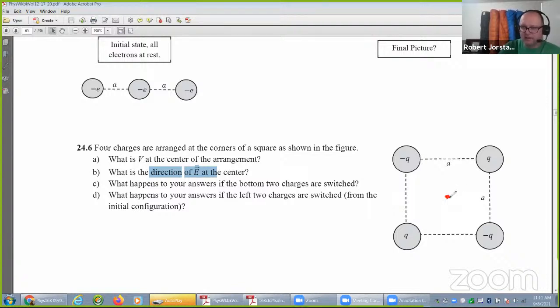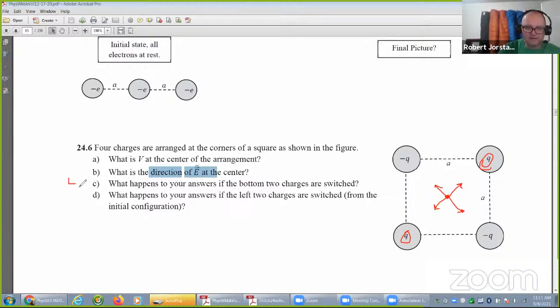All right, take a look. This one is going to pull this way, this one's going to pull that way. They cancel out. This charge right here is going to push that way, and the bottom left charge is going to push that way. So yep, they all cancel out. In this case, we see that the voltage and the electric field are 0 at the center.